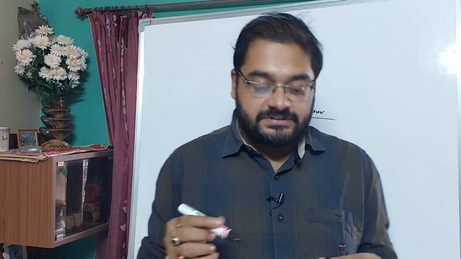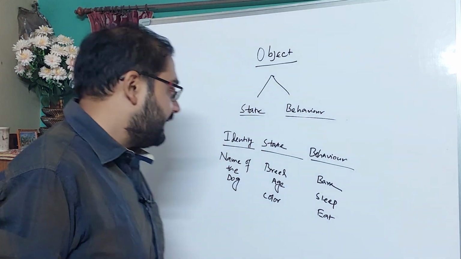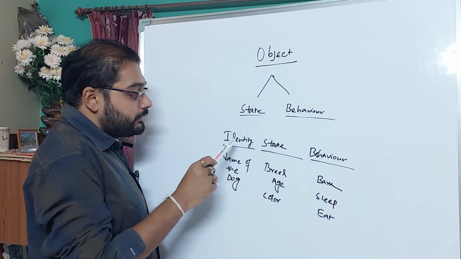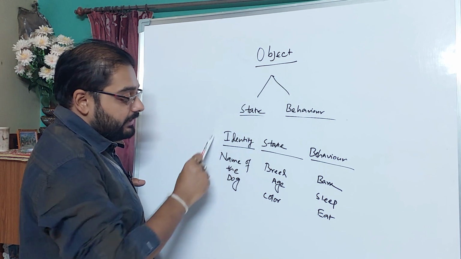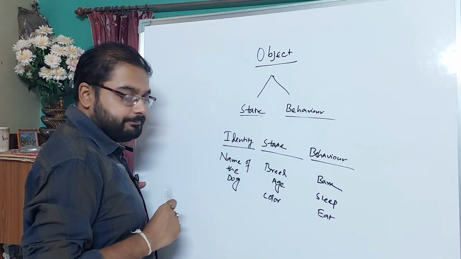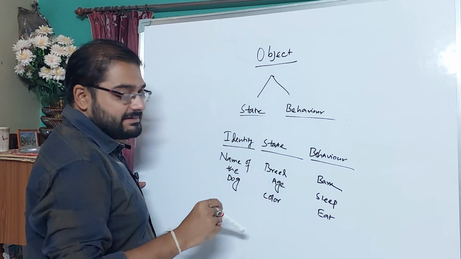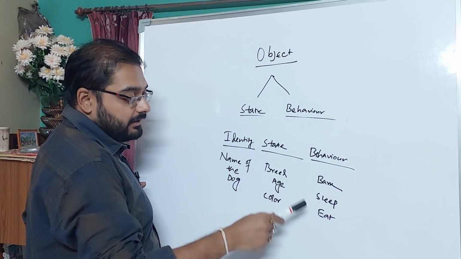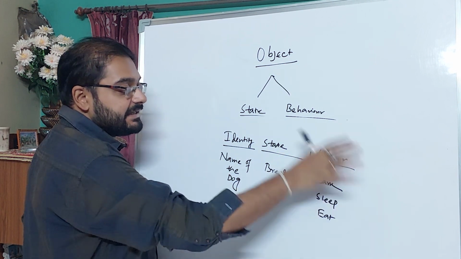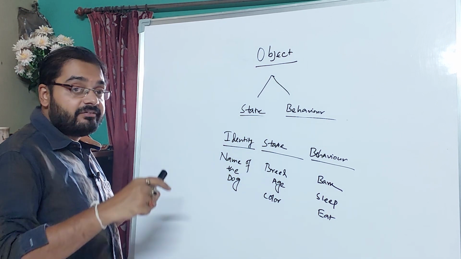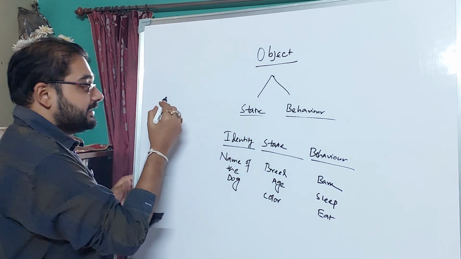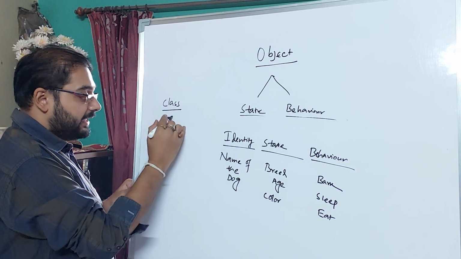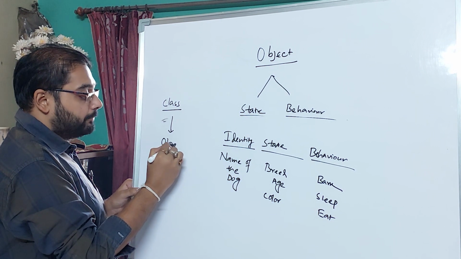In the object, we can see an example. The object has only two main parts, that is state and behavior. So the identity here can be the name of the dog. State means the dog has state, that is breed, age and color. And behavior: bark, sleep, eat. So this is the basic example of an object. Where is an object created from? Object is created from class. First the class is declared, then from the class we can get the object.